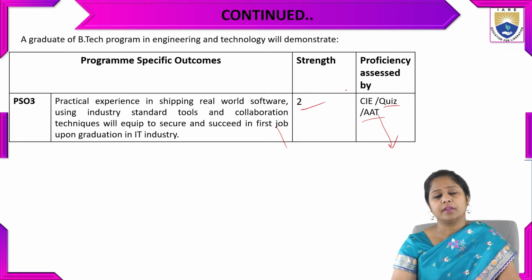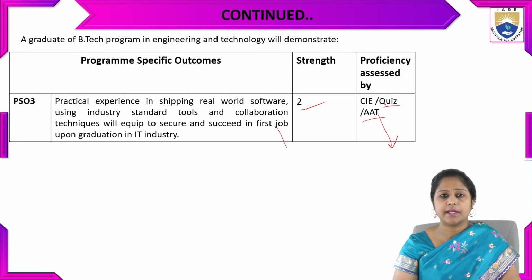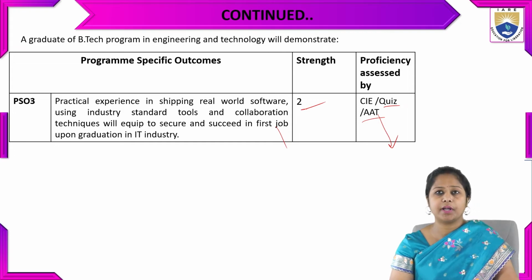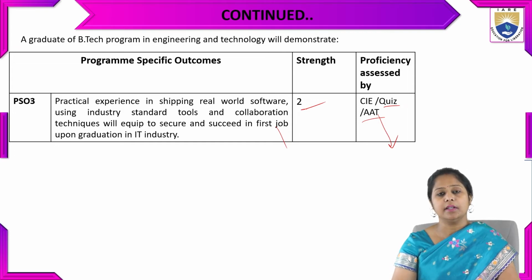So when a student takes admission in the BTech IT program, he'll achieve these 3 PSOs. A graduate of the BTech program in engineering and technology is going to achieve these 3 program specific outcomes.